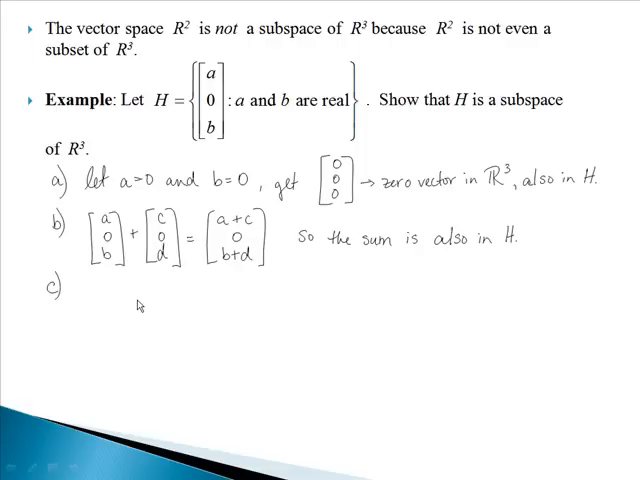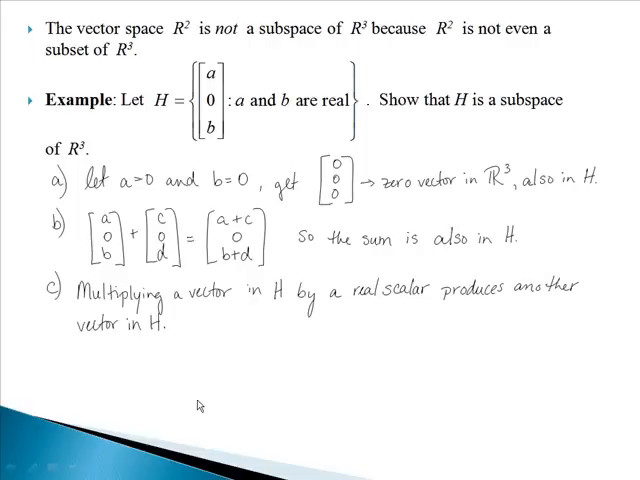And the third axiom, we want to see that it's closed under scalar multiplication, meaning multiplying by a real scalar. So when we multiply any vector in H by a real scalar, we produce another vector that is in H as well, because we'll have real numbers in the first and third, and we will still have 0 for the second entry. So anytime I multiply 0 by a non-zero number, I still get 0. So then H is a subspace of R3.